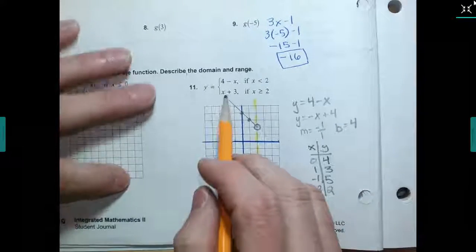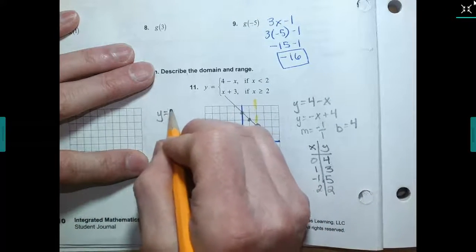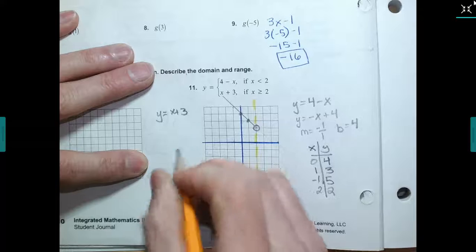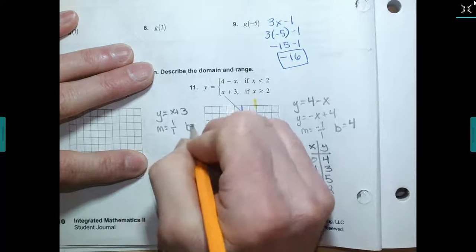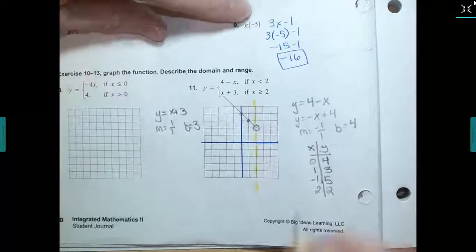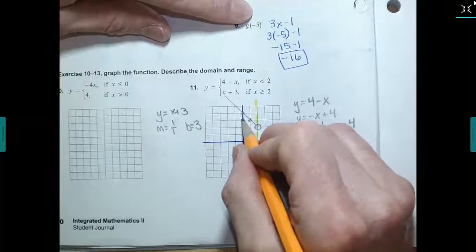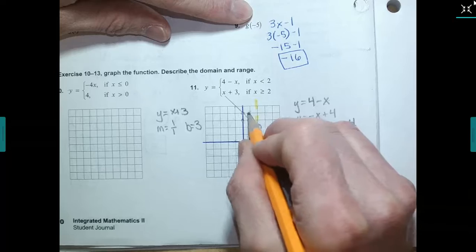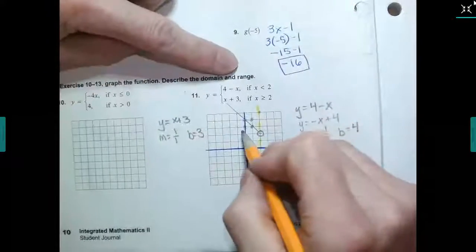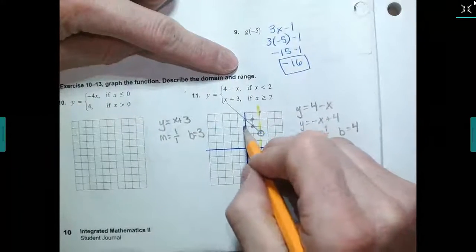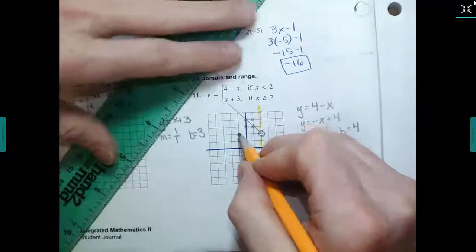And then we'll check out this one. y equals x plus 3. So for this one, I have a slope of 1 over 1. I have a y-intercept of 3. So I go 1, 2, 3. I go 1, 1, 1, 1. Don't forget, if you go positive 1, you could also go negative 1, because a negative over a negative equals a positive.